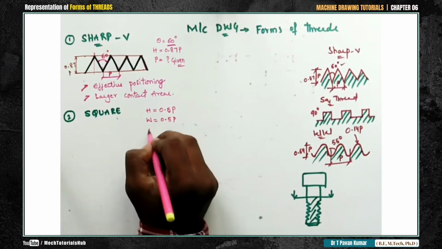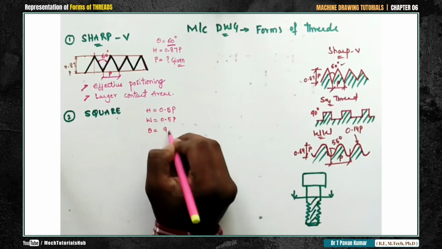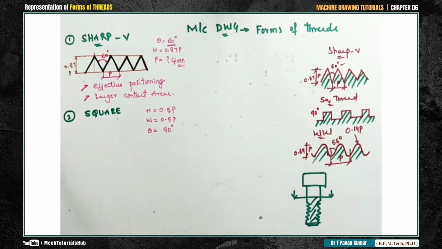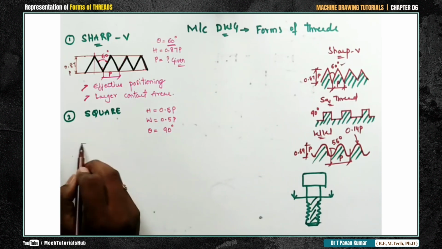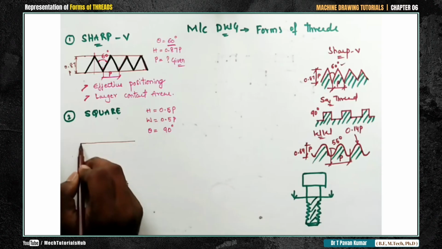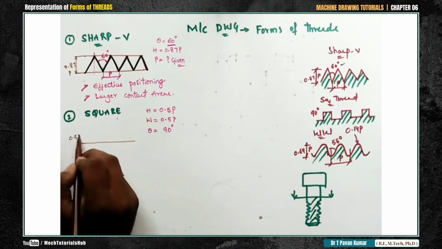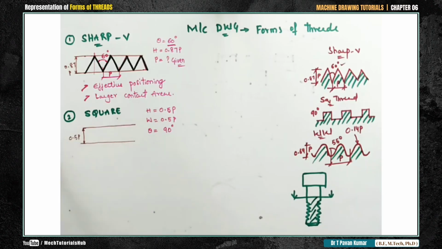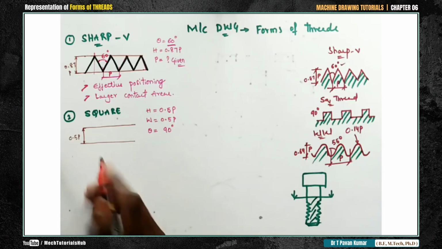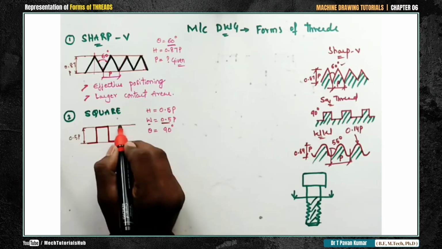Now the square thread is maintaining a height of 0.5 p and a width of 0.5 p, both are similar, 0.5 p, and an angle of 90 degrees.